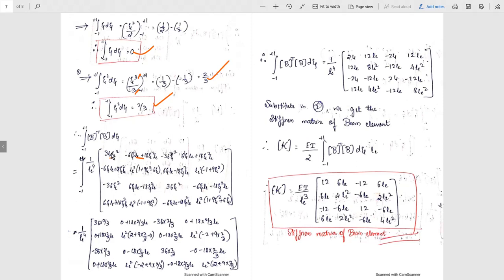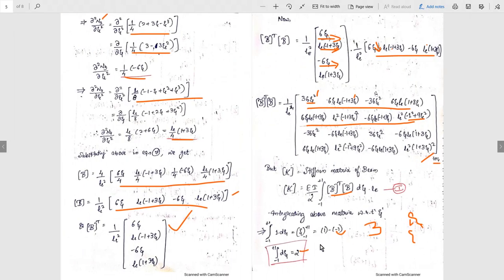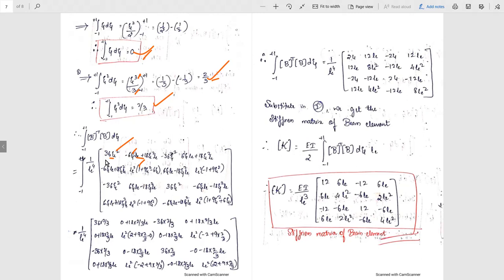Now wherever you have xi square, you substitute 2 by 3. Wherever you have xi, you substitute 0. Wherever you have a constant term, you substitute 2. When you do this, you can see each of the terms here. In almost all the terms you have xi square, and here you have a constant term. In place of xi it is 0. I'm just telling you a few terms, just go through all these.